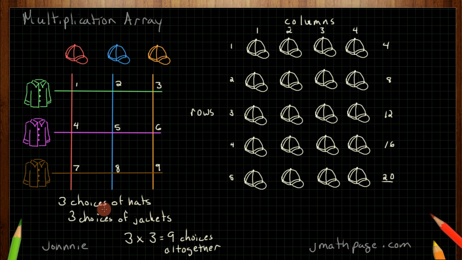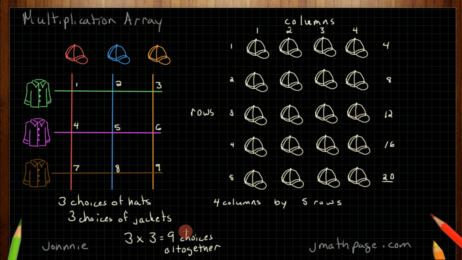Now, before we said here, 3 choices of hats by 3 choices of jackets, 3 by 3. Here we'll say 4 columns by 5 rows. Just as we did here, we did hats and jackets. Now we're just counting the numbers of columns and rows. 4 columns, 1, 2, 3, 4 columns by 5 rows, 1, 2, 3, 4, 5.